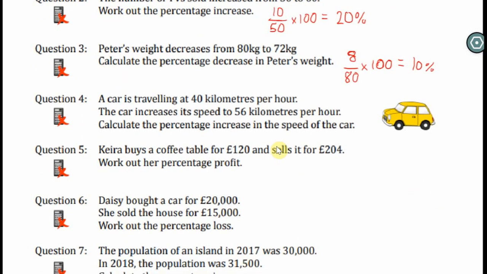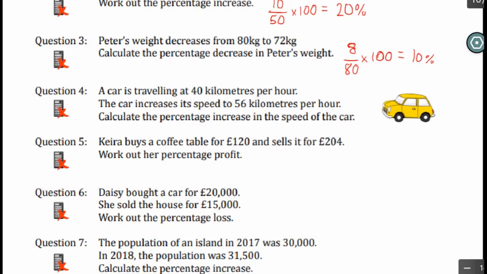Number 4, a car is travelling at 40 kilometers per hour, and then it increases to 56, so that's a change of 16. The original speed was 40, so 16 over 40, that's 4/10, so 0.4, so this is a change of 40%.